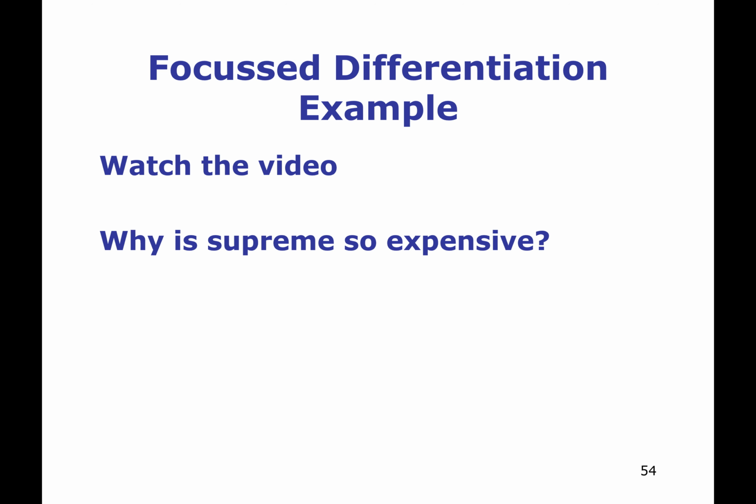But we can also think of focused differentiation as firms like Cartier or Dolce & Gabbana. Niche products, incredibly high price, because of the way they deal with their brand and their image.